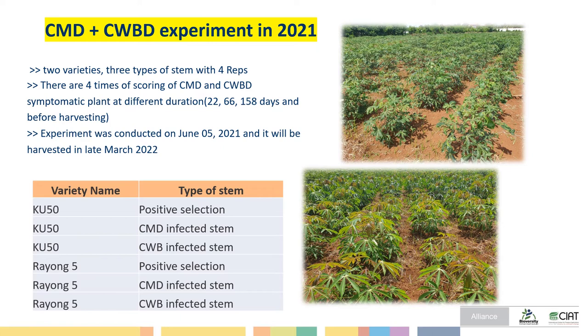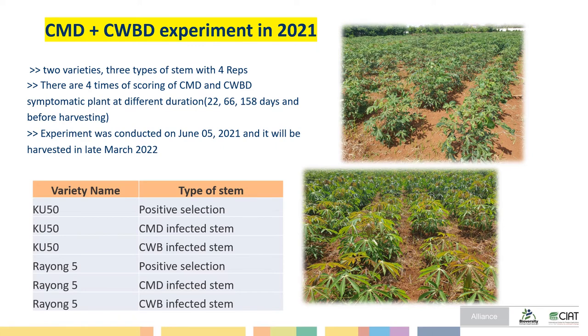This is another experiment that we combined, between CMD and cassava witches' broom. We did the experiment to evaluate and compare yield and starch loss of cassava witches' broom and cassava mosaic disease. We found that these two diseases sometimes happen on the same plant and also on different plants in the same field. So we selected two varieties with three types of stake.